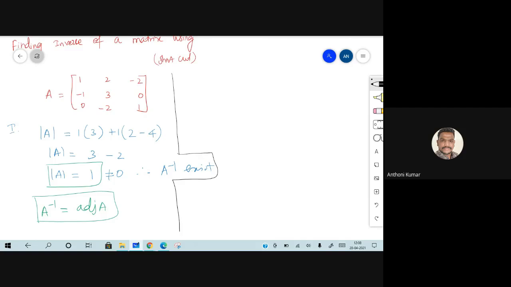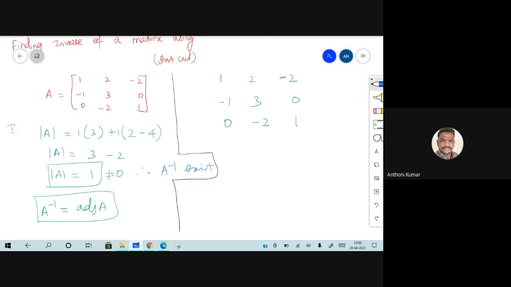So I'm going to teach the shortcut here. Students, write the given matrix as it is. Write the given matrix: 1, 2, minus 2, minus 1, 3, 0, 0, minus 2, and 1. Is that correct? Next, what you have to do is repeat C1 and C2.